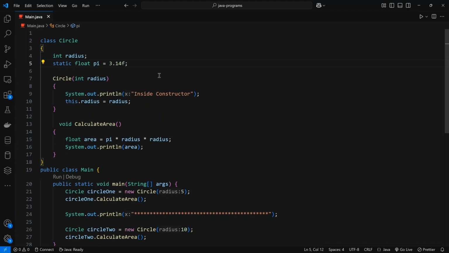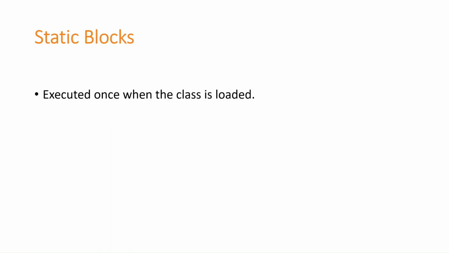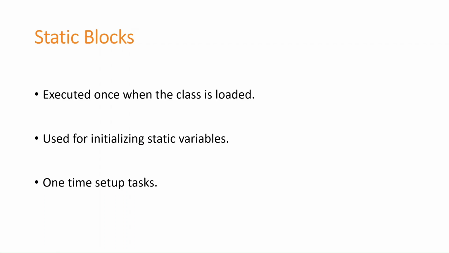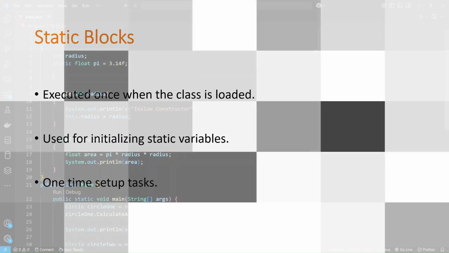Okay, but how will we prove that only one pi memory is created if it is marked as static? For that, we can use static block. Static blocks are blocks of code that are executed only once when the class is first loaded into memory. Static blocks are often used for initializing static variables or performing other setup tasks that needs to be done only once. So let me explain this with the help of code.